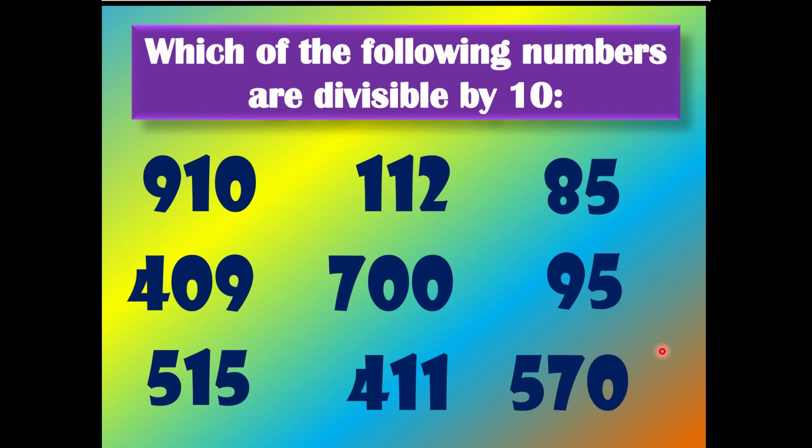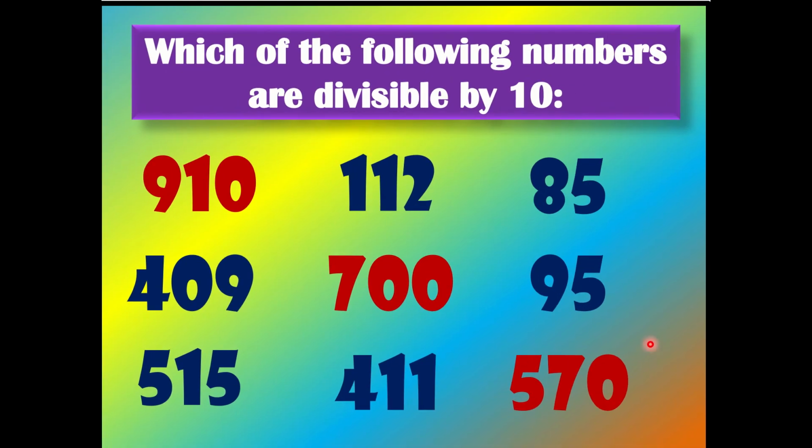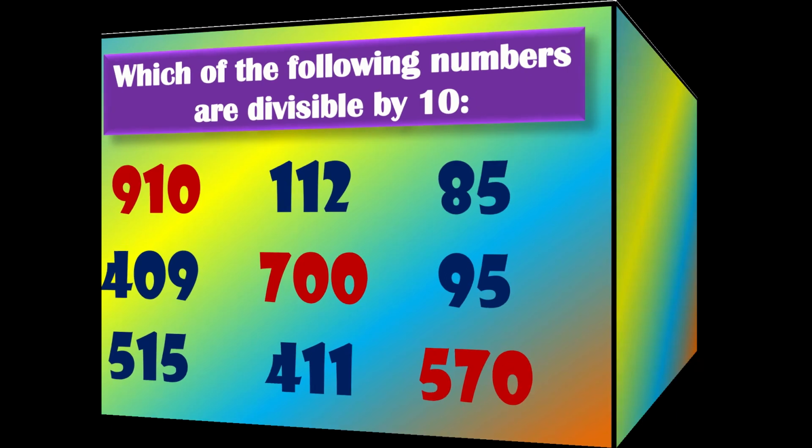Okay, time is up. The ones in red again, that would be 910, 700, and 570. You got it.